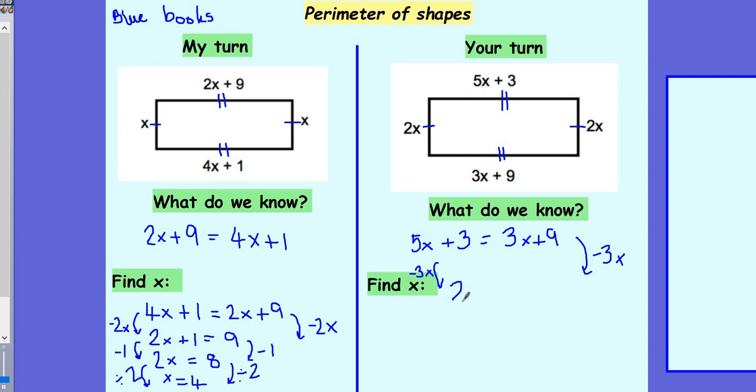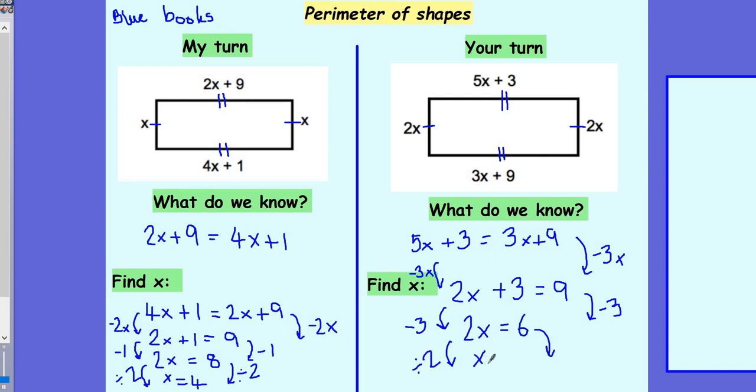This tells me that 2x plus 3 equals 9. I'm then going to subtract 3 from both sides, which tells me that 2x is equal to 6. And then finally, Edie, what am I going to do? Divide by 2, lovely. X is equal to 3. Please make sure you've got this in your dark blue book for me.